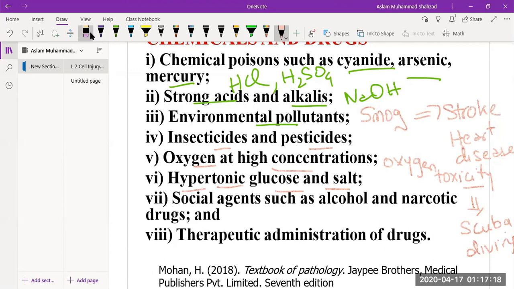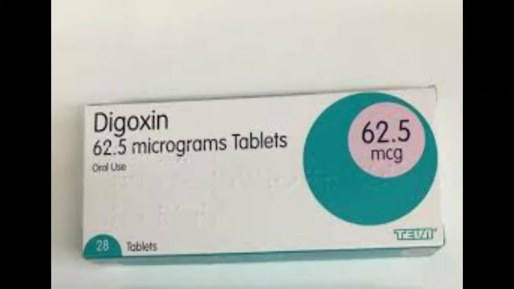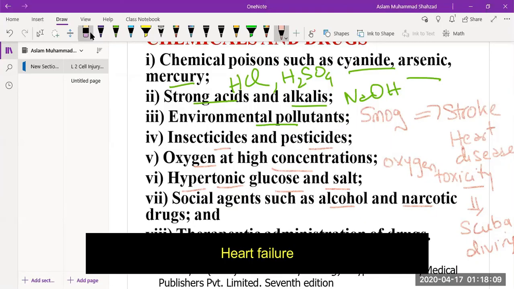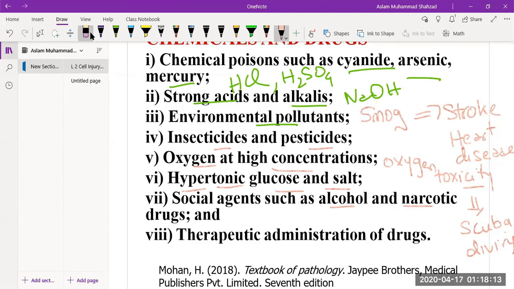Then social agents such as alcohol, narcotics and drugs. Alcohol overtoxicity is very common. Consuming 7 or more drinks per week is considered excessive drinking for women, whereas in men, 15 or more drinks per week is considered excessive drinking. Or the drugs, for example, digoxin, which is used for the treatment of heart failure. If that drug is used at high concentration or at high dose, then it can lead to death. So the dose of the drug is very important. High concentration or high dose of the drug can be fatal.